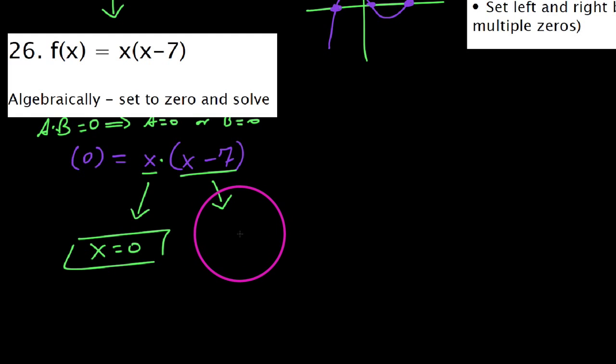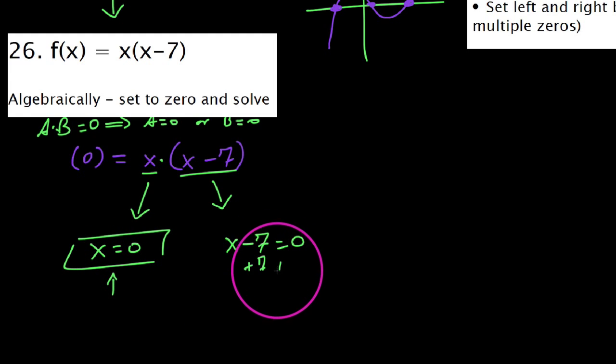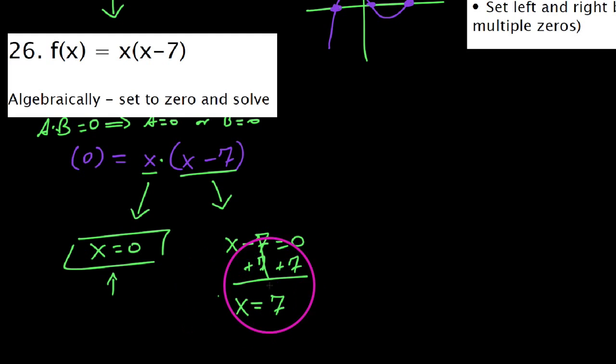So we'll say, well, then either x was 0 or x minus 7 is 0. In this case, x equals 0, we don't need to isolate x. Over here, however, we would need to add 7 to both sides. Really easy to solve. And we say, well, then x must be 7.